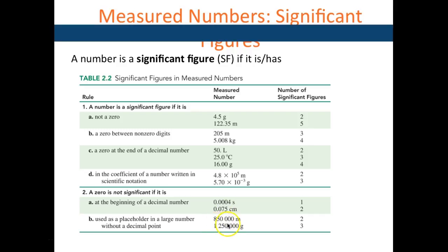Now again, in a large number like this with no visible decimal point, there's an implied decimal point but nothing visible. So again these zeros become placeholder zeros and there's only 2 sig figs, the 8 and the 5. And then here it's 3 sig figs, the 1, 2, and 5.